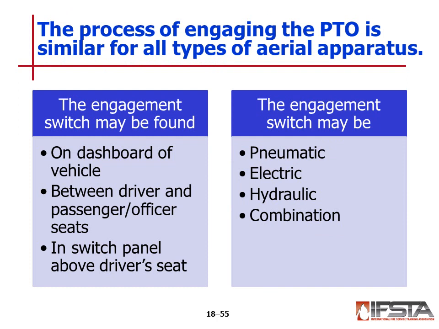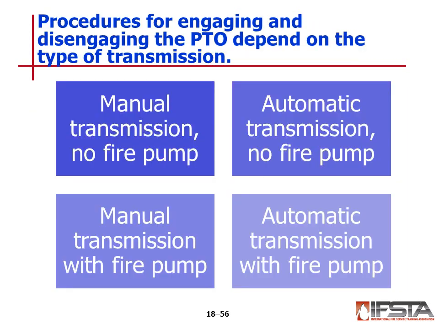The engagement switch for the PTO or hydraulic system is usually located on the dash of the vehicle between the driver and passenger or officer seat, or in a switch panel overhead of the driver's seat. The type of PTO activation switch varies from manufacturer to manufacturer. They may be pneumatic, electric, hydraulic, or a combination of these.